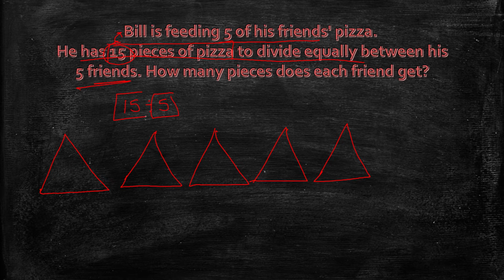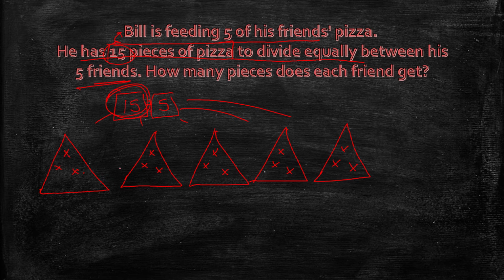Now, I have 15 marks that I need to make in each one of these boxes. So I'll start with the first one. 1, 2, 3, 4, 5. And once I get to that one, I start back over. 6, 7, 8, 9, 10. I've made it to the end again. I start back over. 11, 12, 13, 14, 15. I've used all 15 pieces of pizza. And here we are. How many does each friend get?